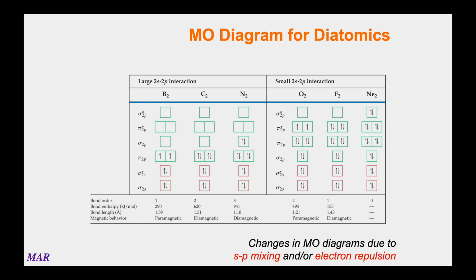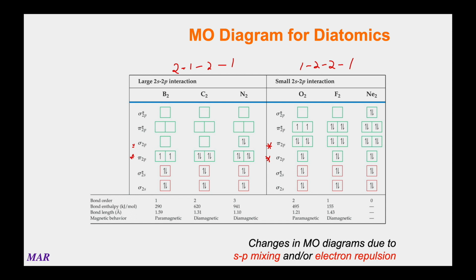On the left-hand side, we're seeing the 2-1-2-1 diagrams, where the pi's are first and then the sigma, then pi star and sigma star. On the right side, we're seeing the 1-2-2-1 diagrams, where the sigma now is first before the pi, then pi star and sigma star. And you can see how the things change. Bond order gets up to a high of 3 and then goes down to 0.